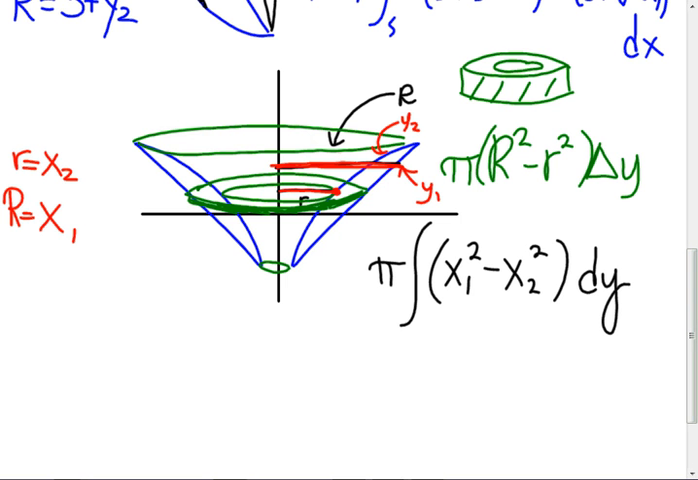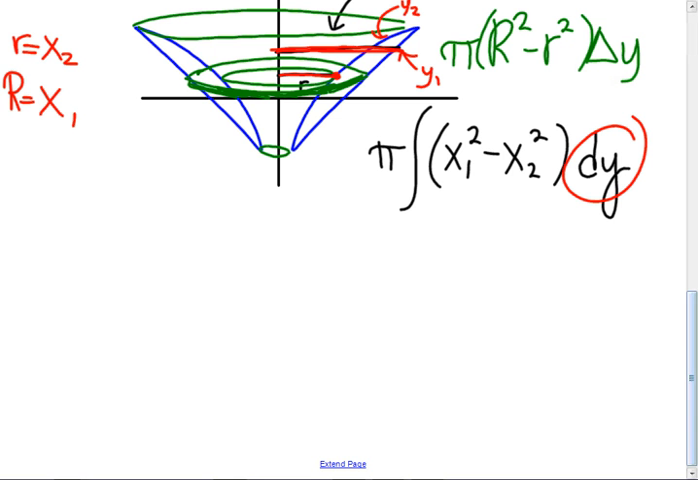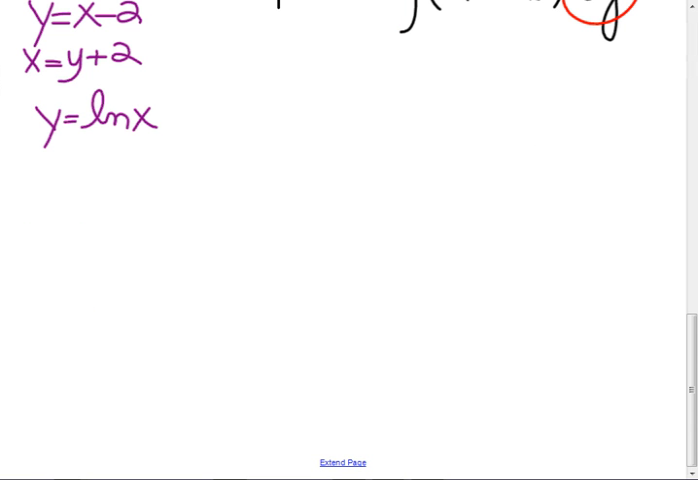And we want what variable in here? We want y's. So you should not have any problem with y equals x minus 2. So what's x equal to? I want x in terms of what? Y plus 2. And then we have y equals the natural log of x. Not so bad. Okay?